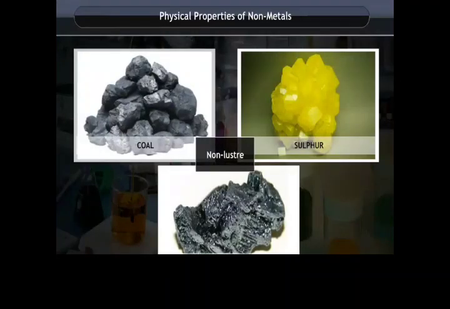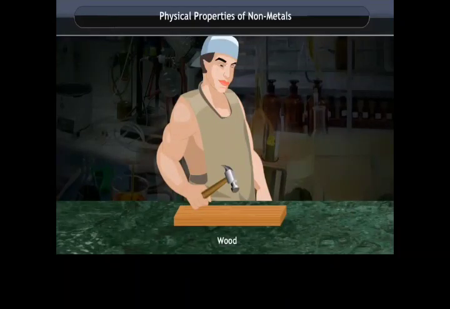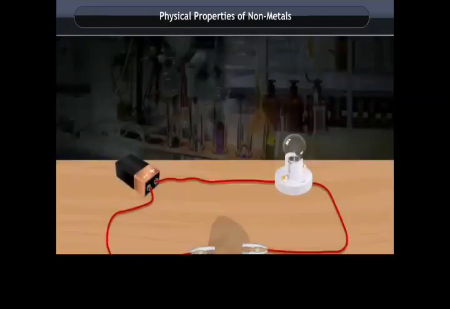Nonmetals are not shiny and have a dull appearance. They are not sonorous, malleable, or ductile, and are poor conductors of heat and electricity.